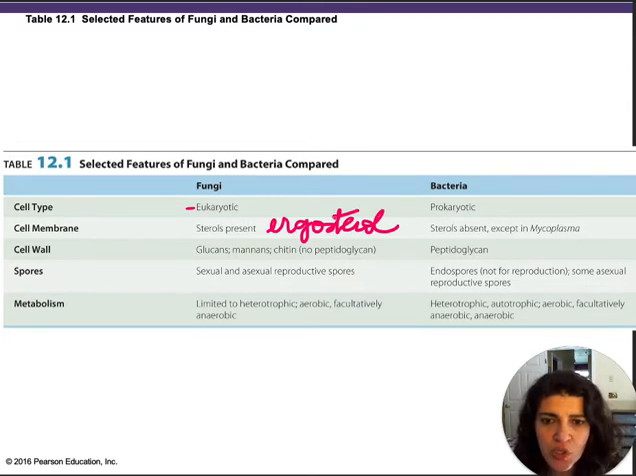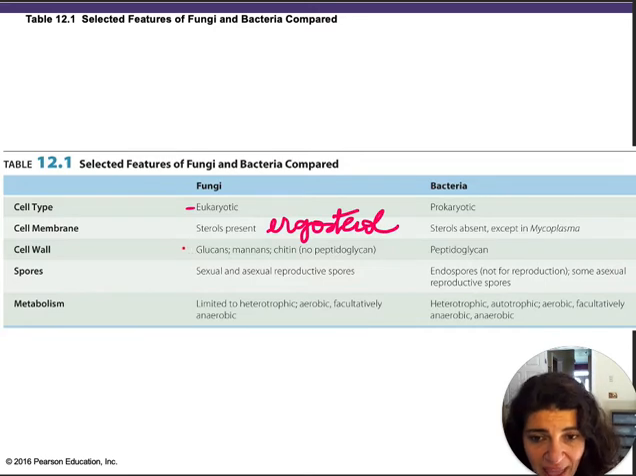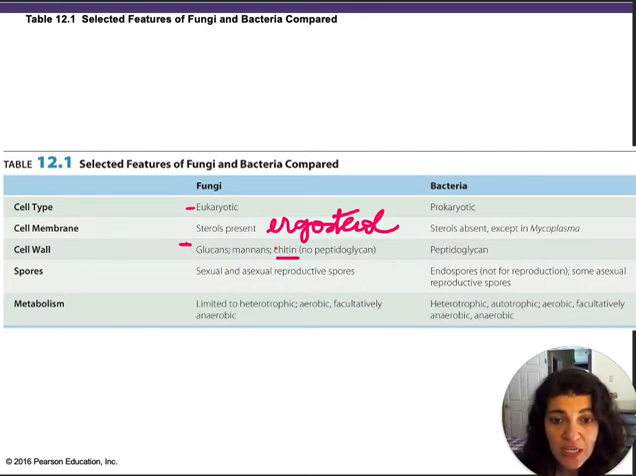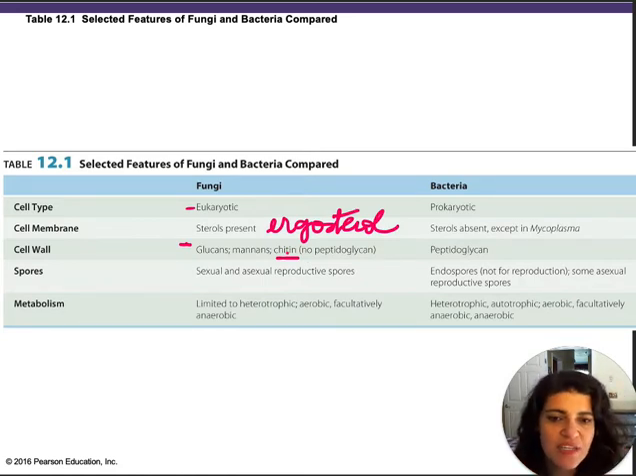So why do they have ergosterol in their cell membrane? Because they need a firmer cell membrane because their cell wall is not made of peptidoglycan. It's not that hard. And cell membrane with ergosterol makes it more firm. They still have a cell wall that could be made of glucans, mannans, which are sugars, or chitin, which is a protein. Okay, usually you see chitin in the cell wall of fungi. Who else has chitin? If you learn biology, it is what makes the exoskeleton of insects and arthropods in general.